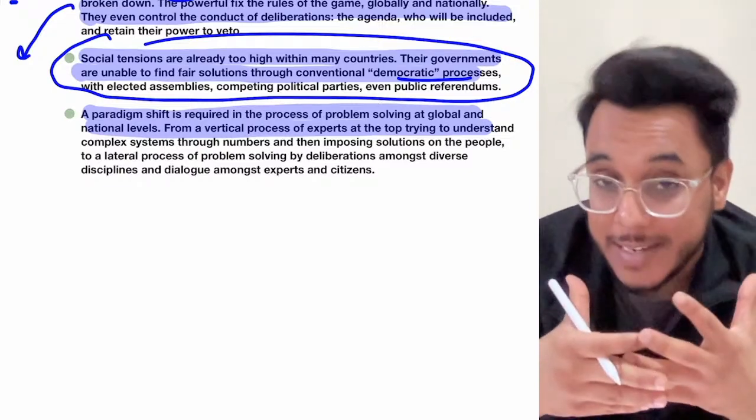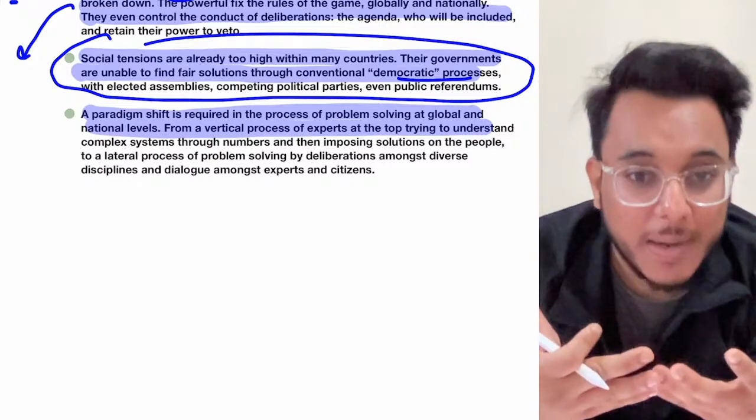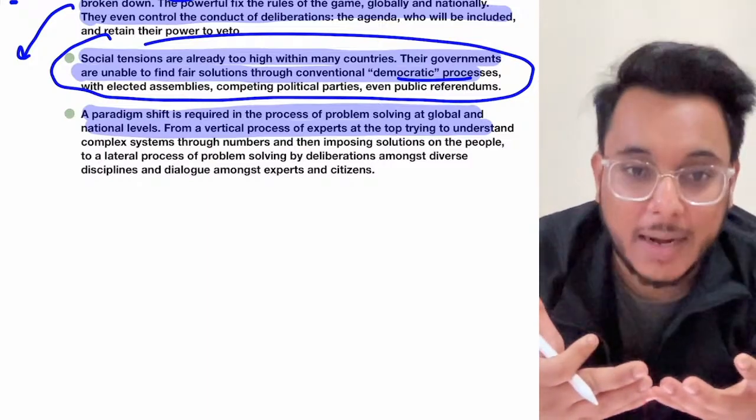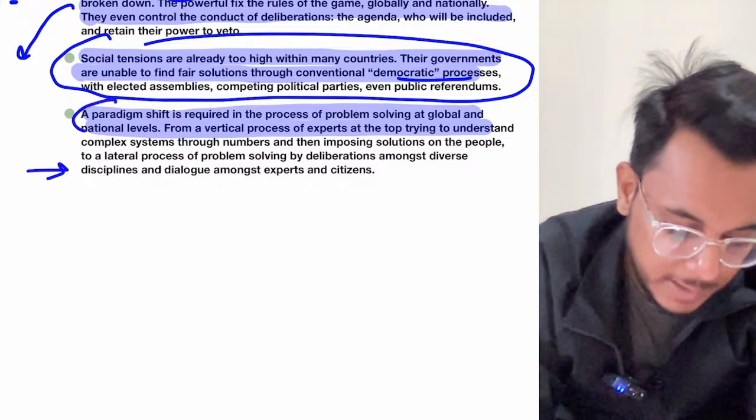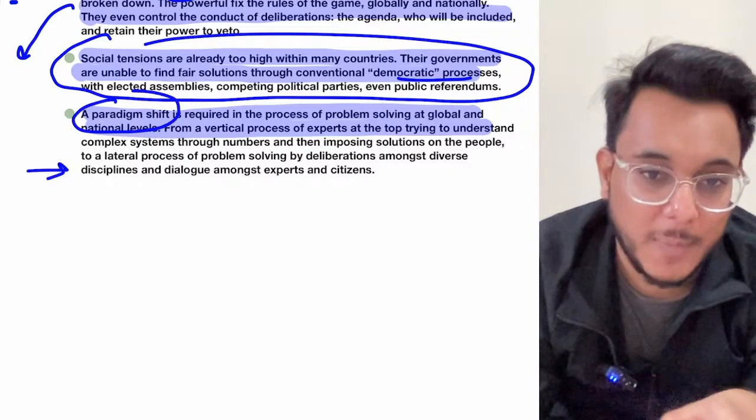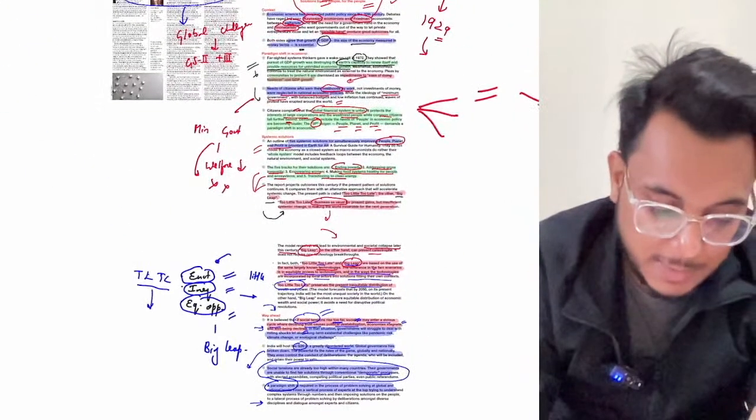So therefore we need to take monumental reforms, we need to take a big leap. Is it clear or not? Okay, this is something that has been provided, so a paradigm shift is needed. Okay, so that is all, guys, about this particular article.